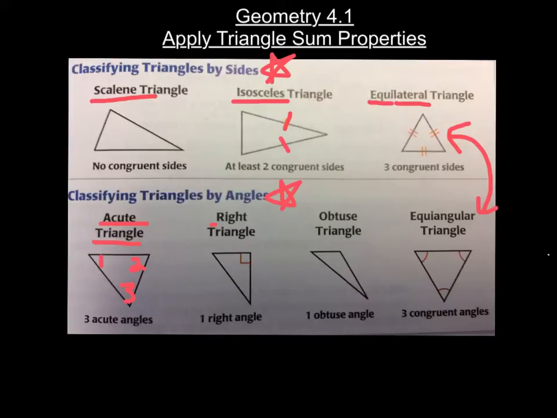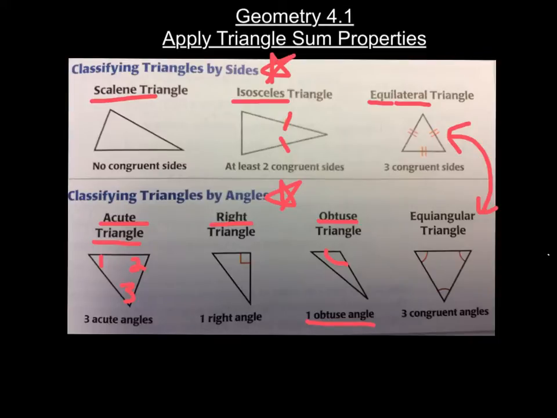In a right triangle, you have exactly one right angle. Remember, a right angle means it's 90 degrees. That's a right triangle. Obtuse means you have exactly one obtuse angle, and that obviously would be right here, the big angle. Obtuse means greater than 90.